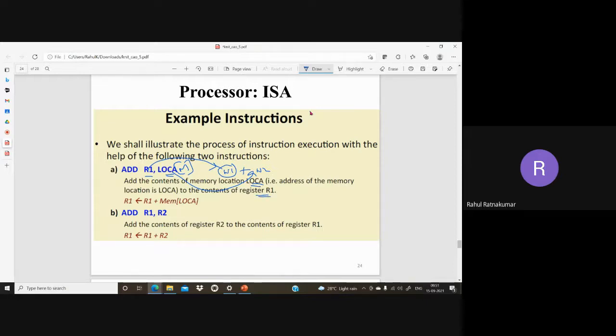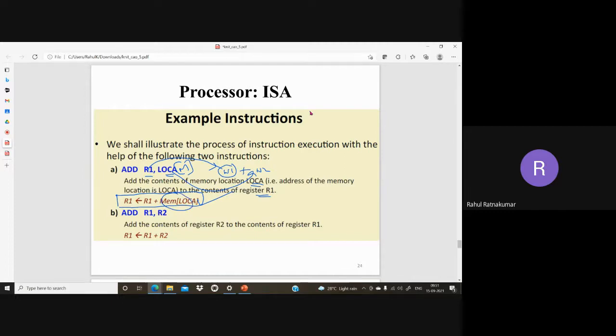So this can be a mnemonic. This is the way we represent this working with an instruction. That means the data from memory location A and R1 are added together, and the data is stored in R1 only. Again, the data comes back to R1, updated.